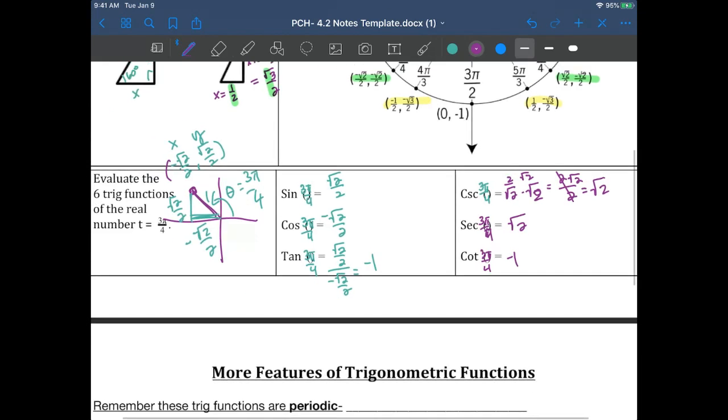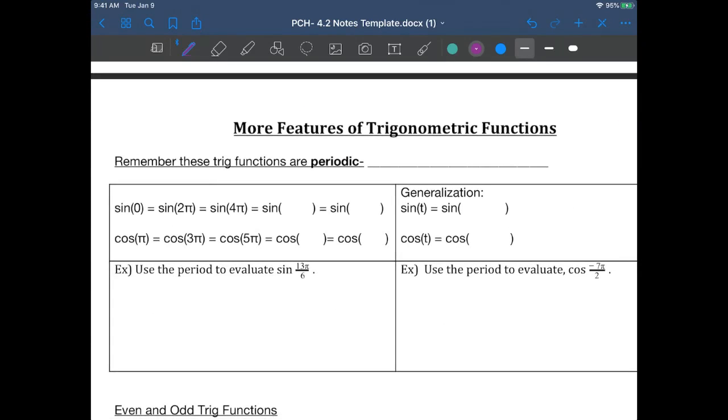All right, so next, just some more features about trig functions. We need to remember that trig functions are periodic, so they just continue on and on and on. If you think about your circle, it can just keep opening up wider and wider with more and more rotations. We're going to end up in the same places on our unit circle, no matter where, as we keep going around and around.